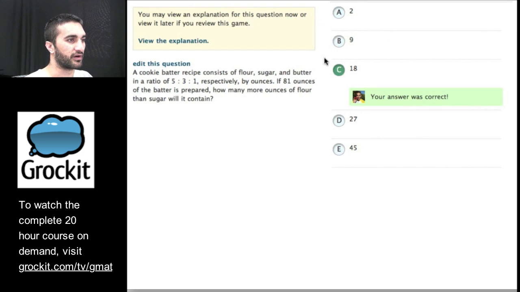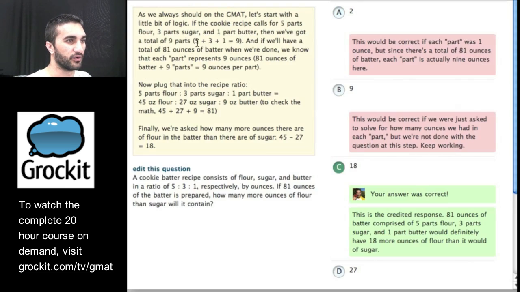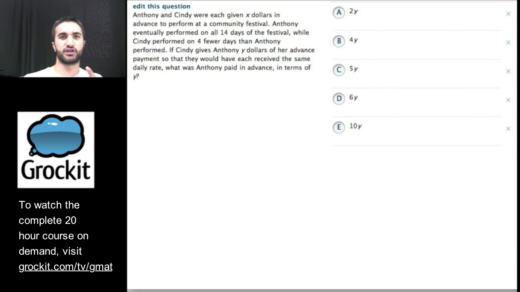Go ahead and confirm our answer, and we were correct. You can always check out the explanation in more detail if you're working on your Grockit homework. Great. So that ratio chart that we made is a pretty consistent way to work ratio questions on the GMAT. If it doesn't go anywhere, then the ratio is addressing a different issue, but I usually default to that mode when I'm working them.